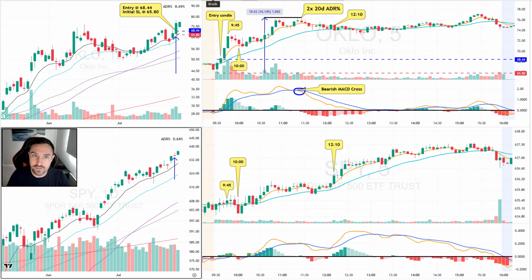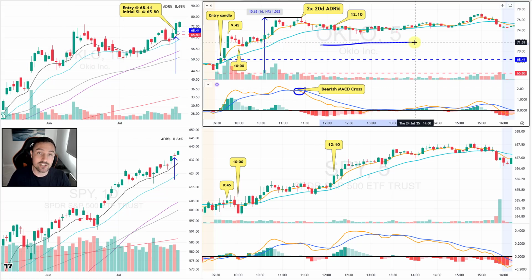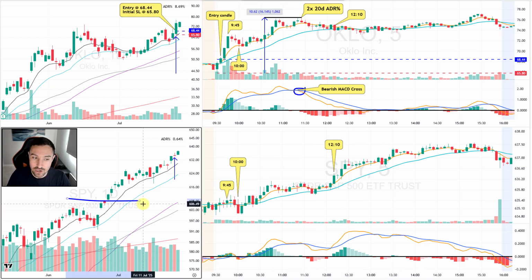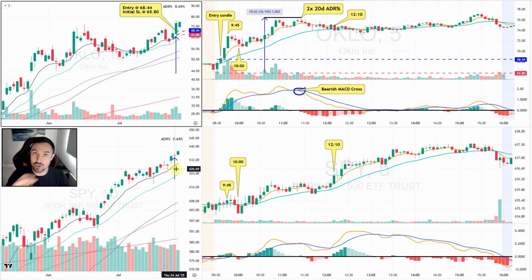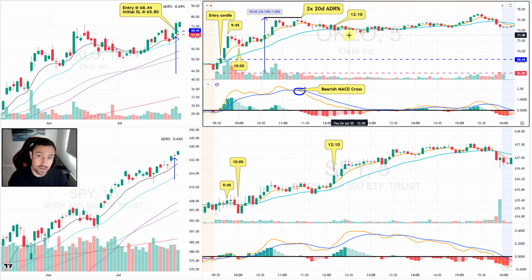High level overview first. We've got the daily chart of Oklo in the top left. We've then got the 5-minute chart of Oklo in the top right, and underneath that we have the 5-minute chart of the SPY and the daily chart of the SPY that we can use for a reference point. So we're going to be looking at both the daily chart context of where we are looking for this opening range breakout, and then we can also deep dive onto the 5-minute chart, both from a trade identification standpoint but also from a trade management standpoint.